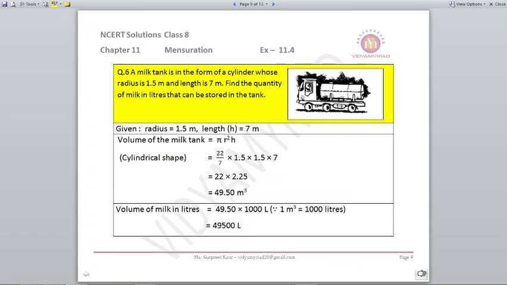Now the answer is coming in meters cube. We need to convert it into liters. For that, you must know that 1 meter cube is equal to 1000 liters. So for 49.50 meter cube, it will be 49.50 multiplied by 1000, which comes out to be 49,500 liters.